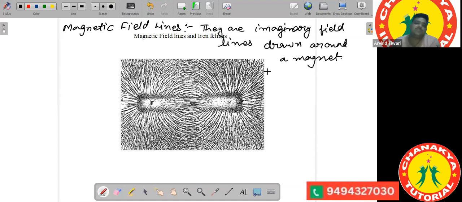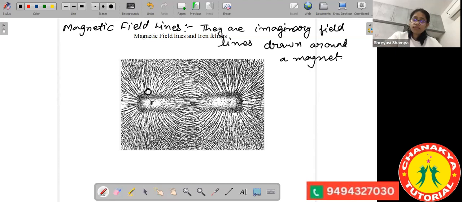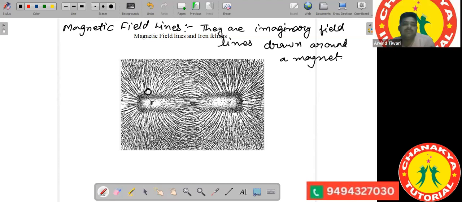So what is the direction of the magnetic field lines? The direction of the magnetic field lines is taken as the direction in which a magnetic compass will point. Suppose I place a magnetic compass over here. In which direction will that point? That is the direction of the magnetic field lines. In this picture, you cannot find the direction. Can you see any direction of the field lines? No, sir. So for finding the direction of the field lines, we take the direction of the magnetic compass.